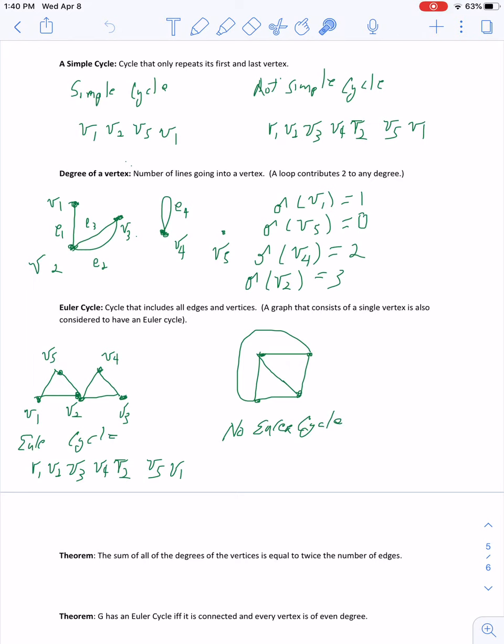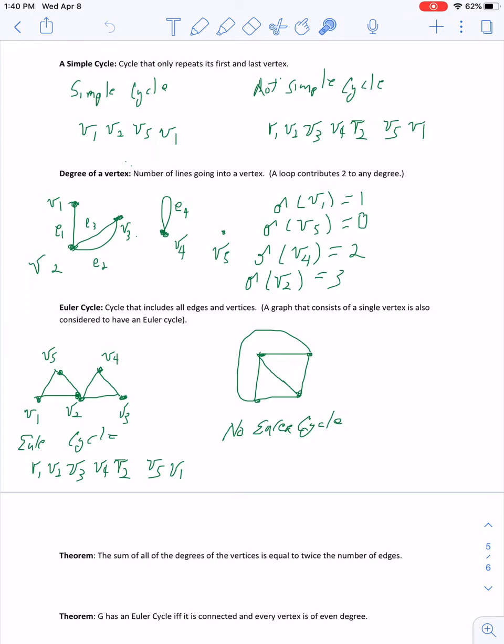All right, so here are a couple of examples of graphs, or at least of a graph that has an Euler cycle. That is, a cycle that goes through all edges and vertices. And here goes. Here's the cycle, V1 to V2 to V3 to V4 to V2 to V5 back to V1. It's a cycle. It's not a simple cycle because I've repeated V2, but that's okay. It's a cycle that goes through every vertex and every edge. There's an Euler cycle, and I give it to you right here.